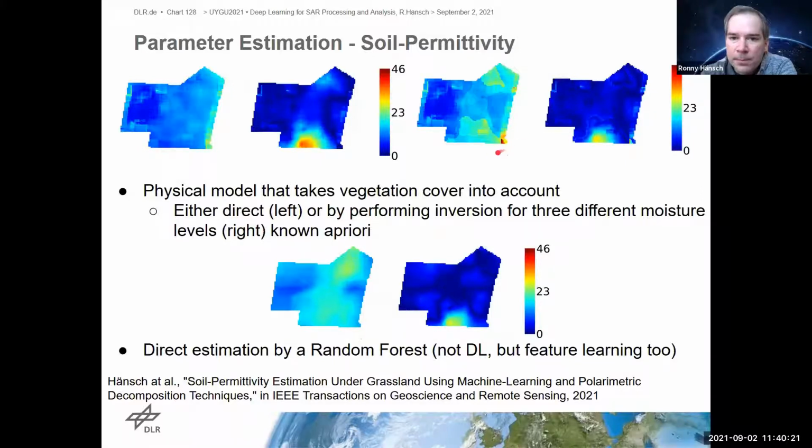And it works, of course, better, right? So in particular, this area improved, but also the area at the top here. And this is the estimate the random forest is doing directly from the data. So a direct estimate from the polar image, a direct mapping from the polar image to the soil moisture estimate. And it also actually works quite well, right?